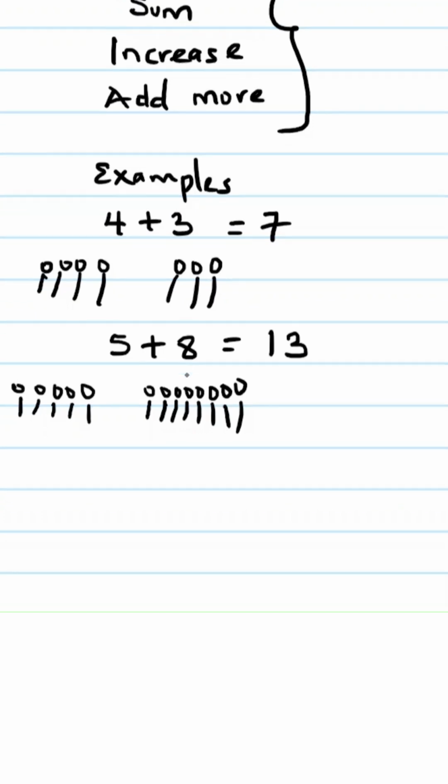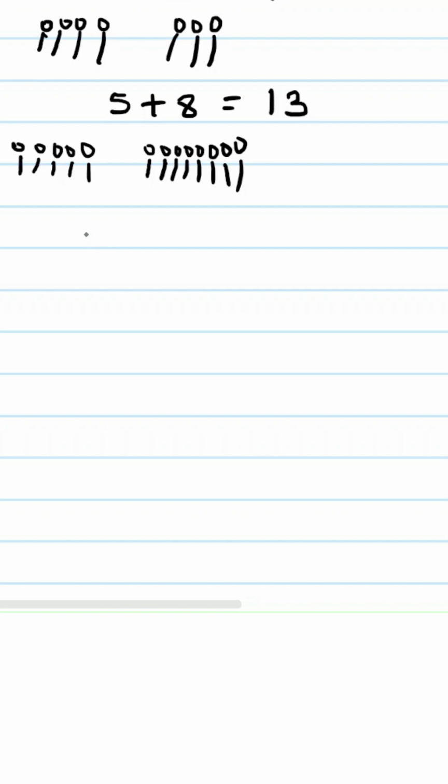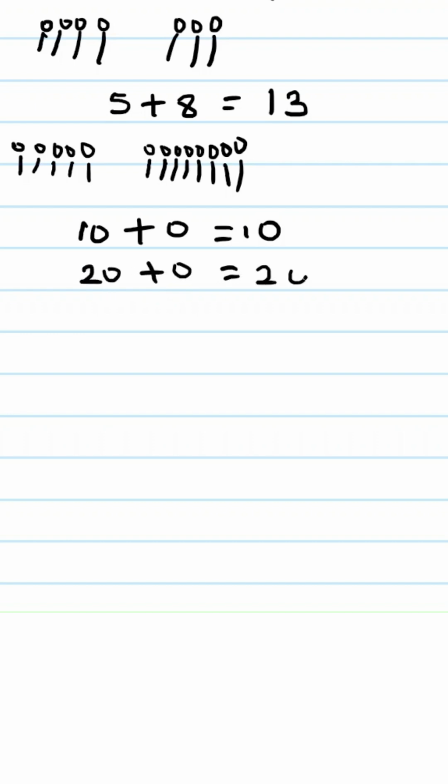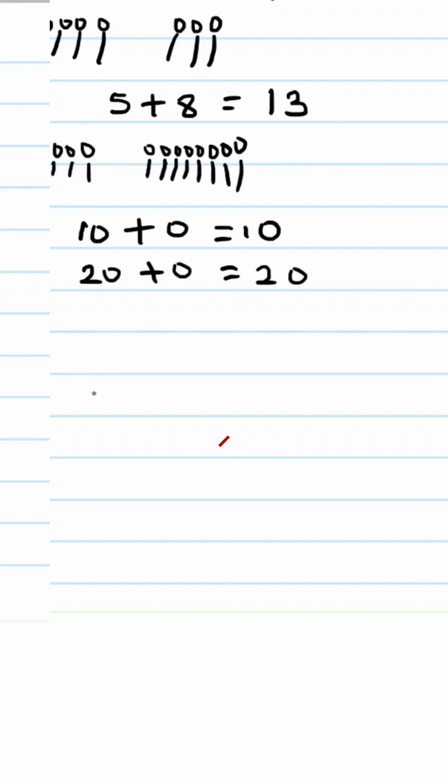Now, one thing is very important right here. If you add a number to 0, it gives you that number. For example, 10 plus 0 gives us 10. 20 plus 0 gives us 20. So adding 0 to a number gives you that number. And again, if you look at our previous videos, addition is commutative and also associative.